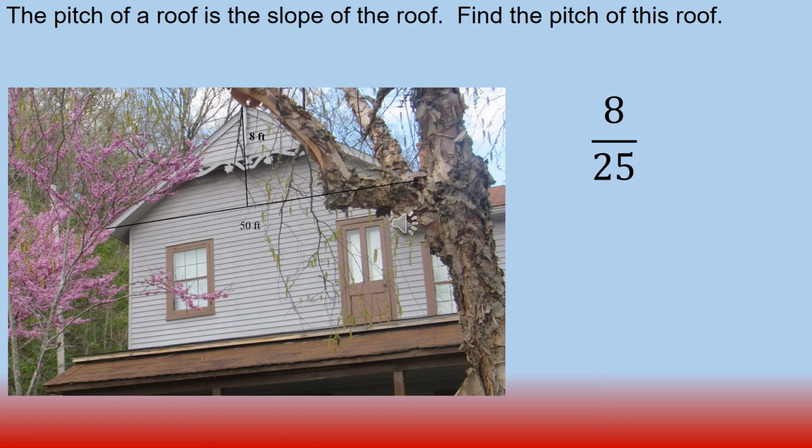The slope of our roof will be the rise over the run, or the change in vertical over the change in horizontal. Notice it's 50 feet all the way across the roof. So when I'm calculating the slope, there's a rise of 8 feet for a run of 25 feet. So you want to use half of that total distance across the roof as your horizontal distance. So the slope will be 8 over 25.